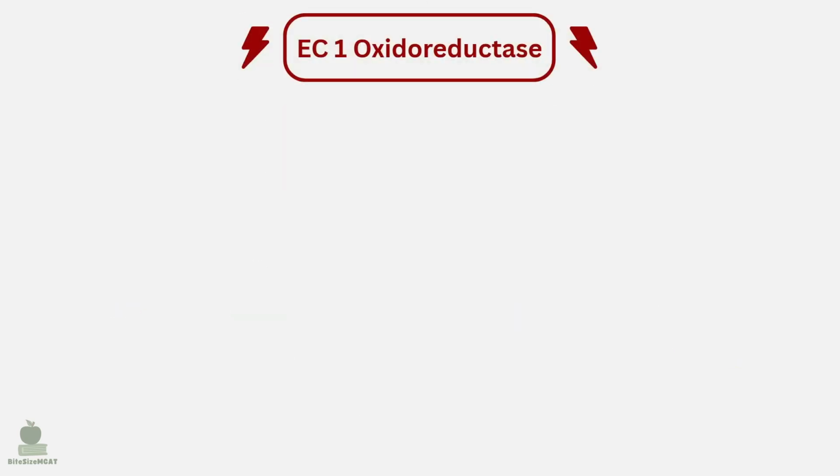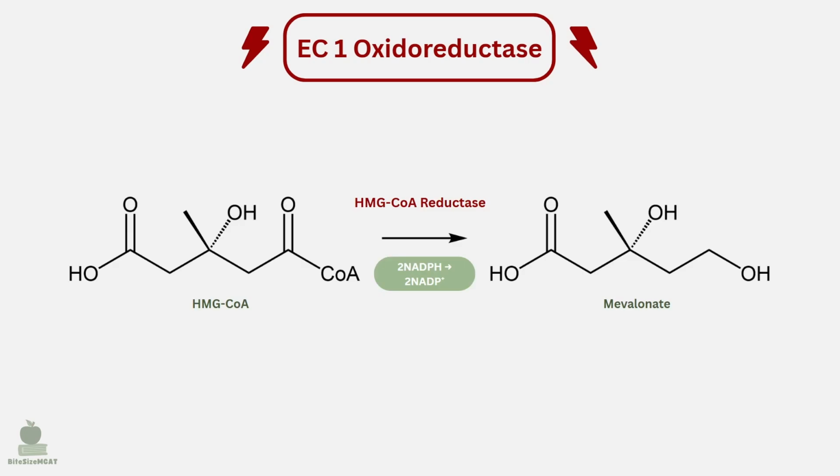Our first enzyme class is an EC1 oxidoreductase. Oxidoreductase enzymes are simply enzymes that catalyze oxidation or reduction reactions, and they do this by moving electrons. So let's take a look at our example of an EC1 oxidoreductase. HMG-CoA reductase is one of these enzymes. This enzyme is part of cholesterol biosynthesis and is a great example of an oxidoreductase.